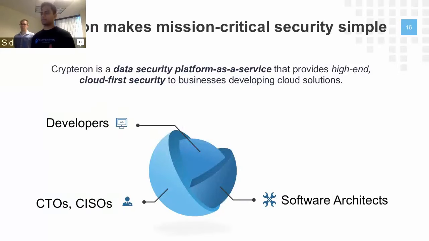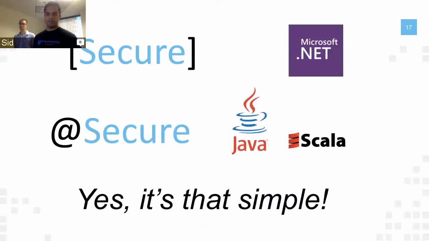We're targeting developers, software architects, CTOs, CISOs. As a platform as a service, this comes as no surprise. So we're going to quickly dive deep. We're going to be focused on Java for today's session. We also support Scala as well as .NET. And essentially, the seven characters that you see, @Secure, it's actually that simple. When we jump into code and do deployment, you'll see this in greater detail. But if there's one thing you remember from today's entire session, it's got to be this: @Secure. Just remember this. That's going to be your savior.